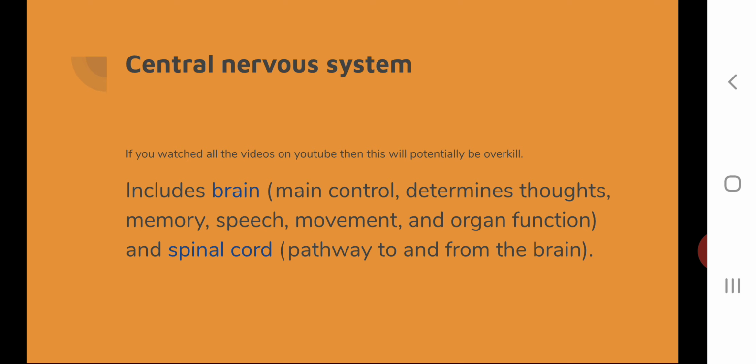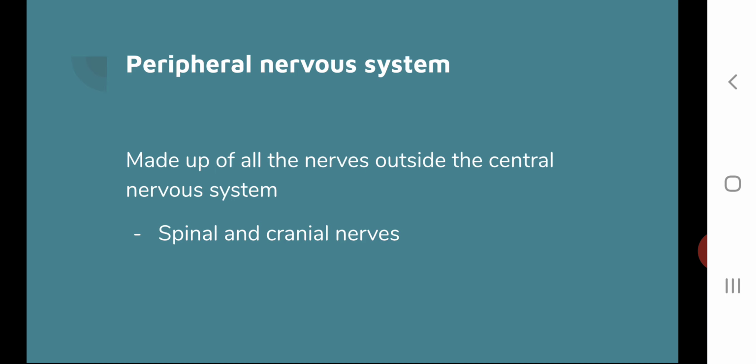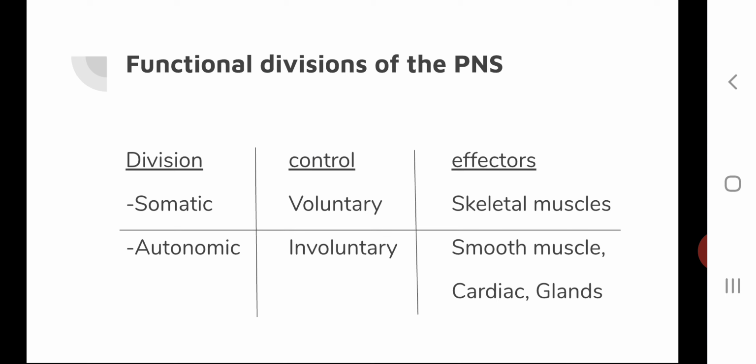Yes, it will. The central nervous system includes the brain, which is the main control and determines such things as memory, speech, and movement. And then the spinal cord is the pathway to and from the brain. That would include everything in the central nervous system. So then there's the peripheral nervous system, which is basically made up of all the nerves outside the central nervous system, spinal and cranial. Very simple.